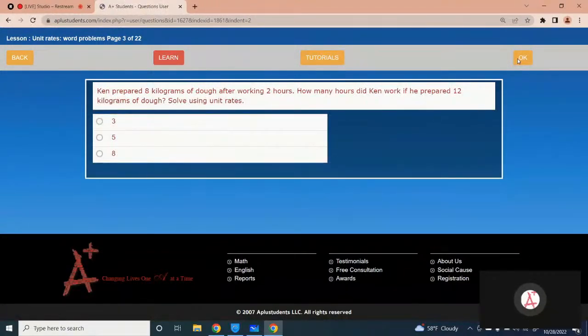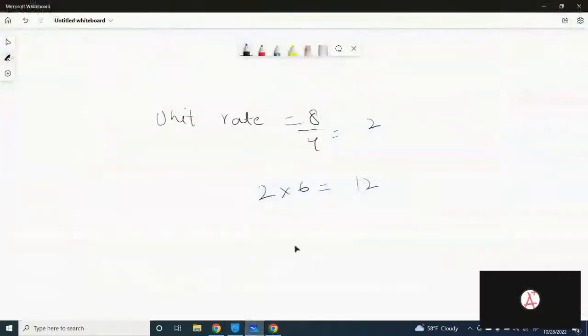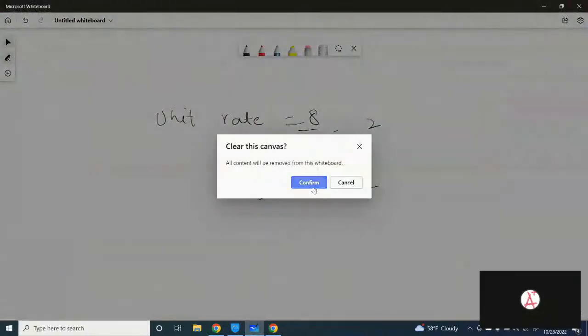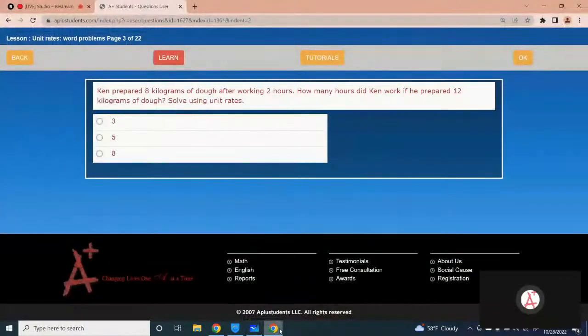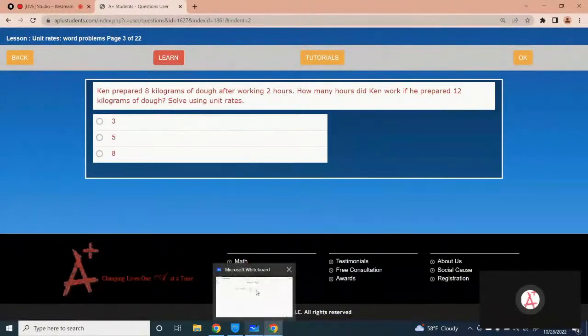Okay, the next one is Ken prepared 8 kilograms of dough after working 2 hours. How many hours did Ken work if he prepared 12 kilograms of dough? So you have 8 kilograms divided by 2. For the unit rate, you have to do 8 divided by 2 and it would be 4. Now you have to find how many hours Ken worked if he prepared 12 kilograms of dough.